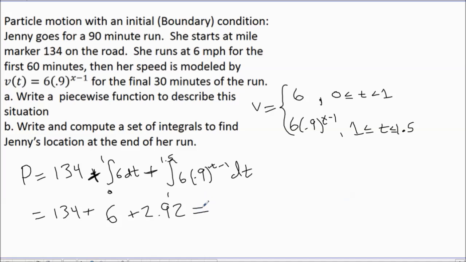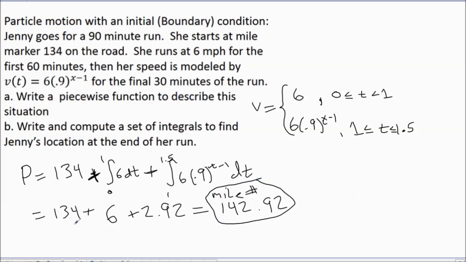And so now we can figure out exactly where Jenny ended up. 134 plus 6, that's 140, and then we get 142.92. So she finished at mile marker 142.92. And then how did they ask that? Her location. So I'm going to put that as mile number 142.92, or 142.92 miles from the beginning of the road. Okay, but now we've answered that.